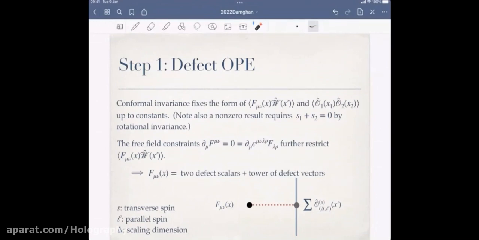Okay, so we have free field constraints. D mu F mu is 0. D mu F dual is also 0. And that gives you a bunch of differential equations that this 2-point function has to solve. And when the dust settles, you basically find that you can decompose F into a sum of operators, O hat, where O hat is either these two scalars or this tower of vectors.